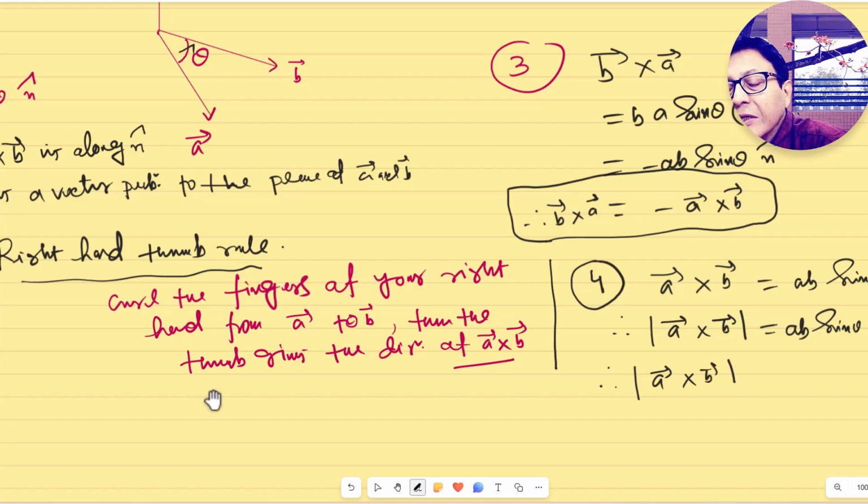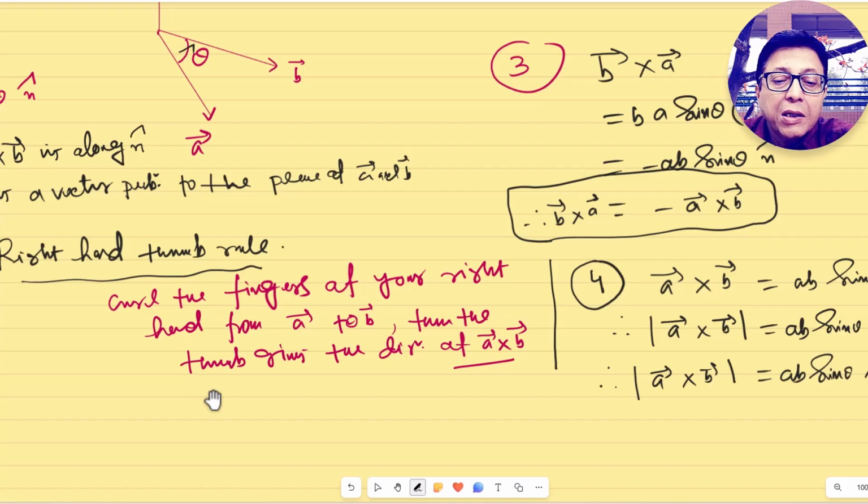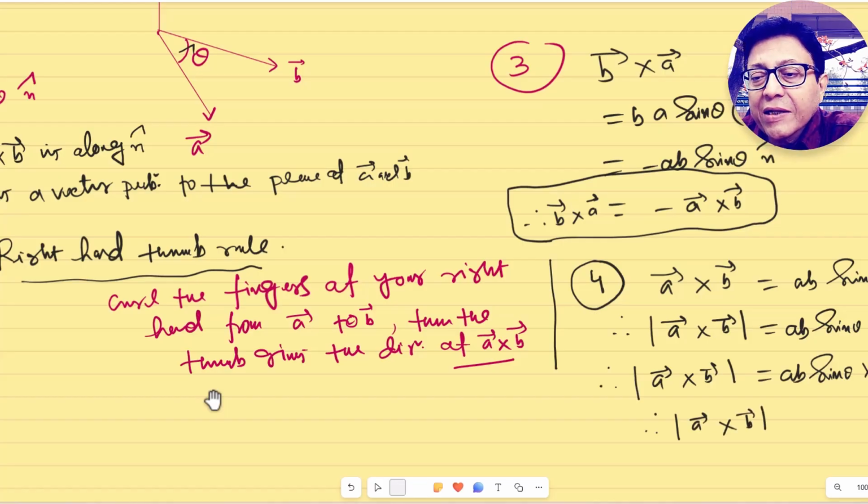Okay? Then number 4, that if we take the modulus of both sides in A cross B, let me write it again. A cross B is what?